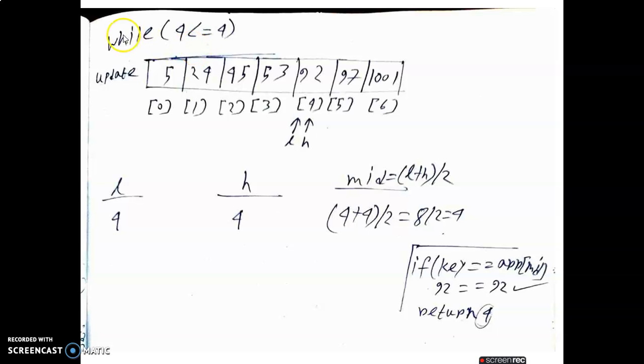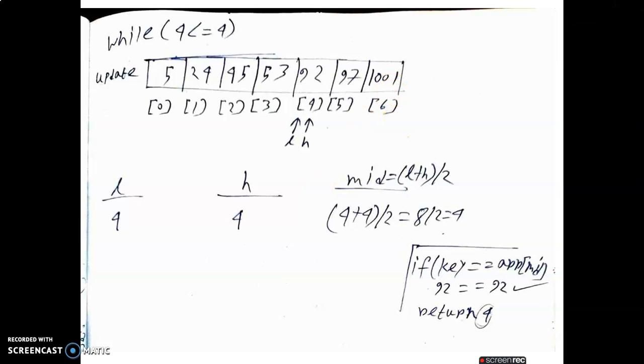Now H becomes 4. This is the updating of the array. So L value becomes 4 and H value becomes 4. Calculate the mid: (4 plus 4) by 2 means 4. Now check if key equals arr of mid. What is the key value now? 92. What is the mid value now? 4. What is arr of 4? 92. So 92 equals 92. The condition is true, then return the mid. Mid is 4, so return 4. Index 4 is returned. Next I will show you our code.